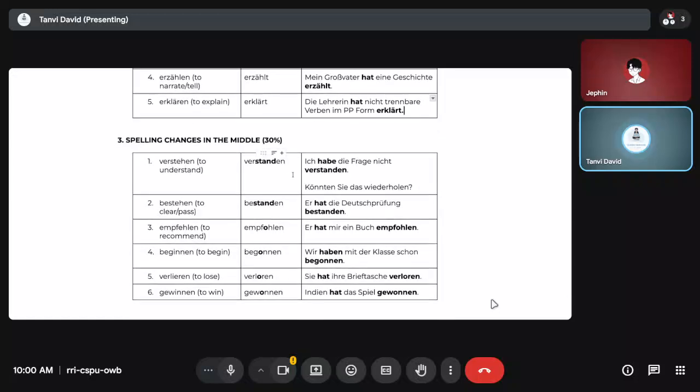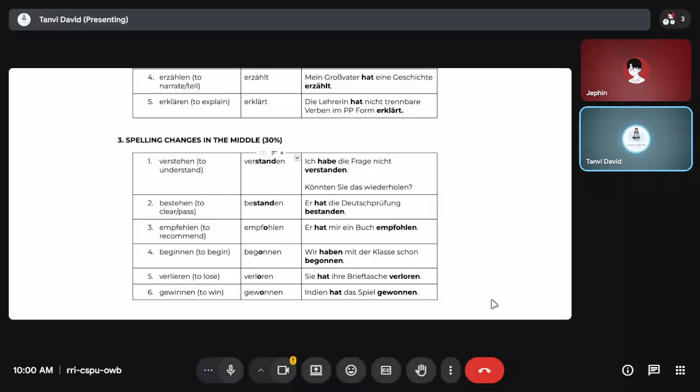And then lastly, we have the third category, which is the second most used category here, 30% of the verbs, give or take. Here, the verb changes in the middle, not at the starting, not at the end, aber in der Mitte, in the middle. Verstehen, verstanden. That's why, what do I ask you? Was haben Sie verstanden? Remember? What have you understood? Was haben Sie verstanden? Was haben Sie nicht verstanden?